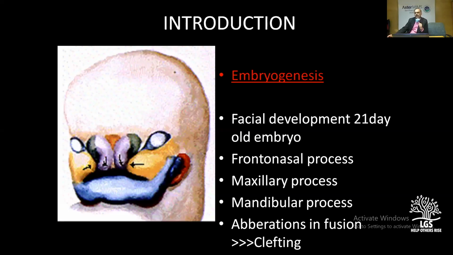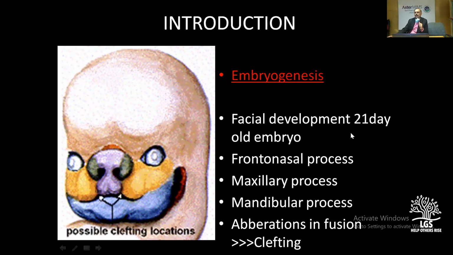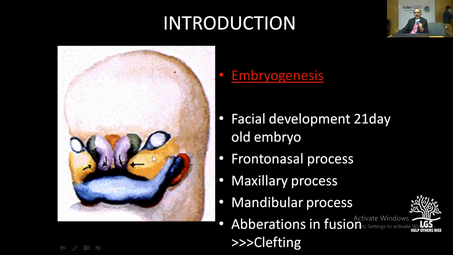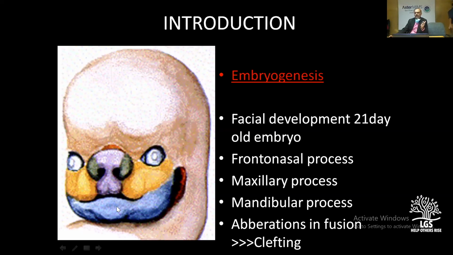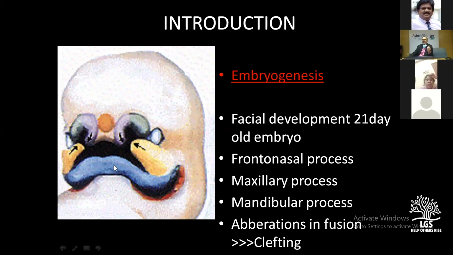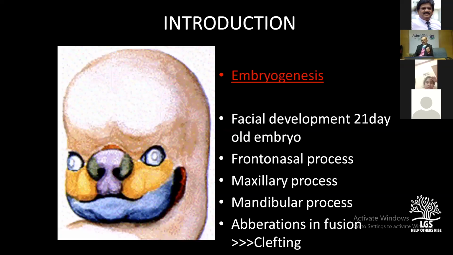Where does it all start? As you all know, it all starts in the embryo, and the development is in the early 3rd or 4th week. You have a frontonasal process and a maxillary process and a mandibular process. Again, nothing very complex or complicated. Everybody knows about it. And when these processes fail to join together, you have a cleft of one variety or the other.